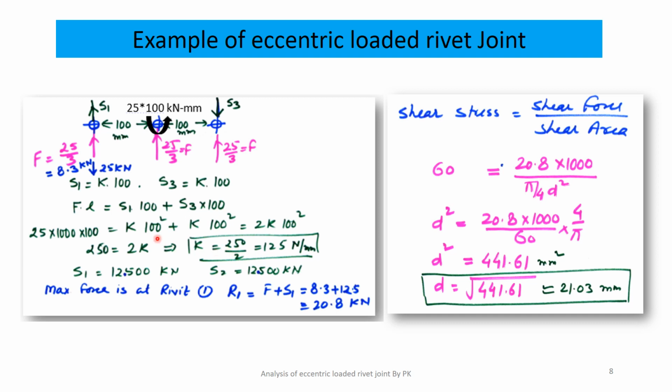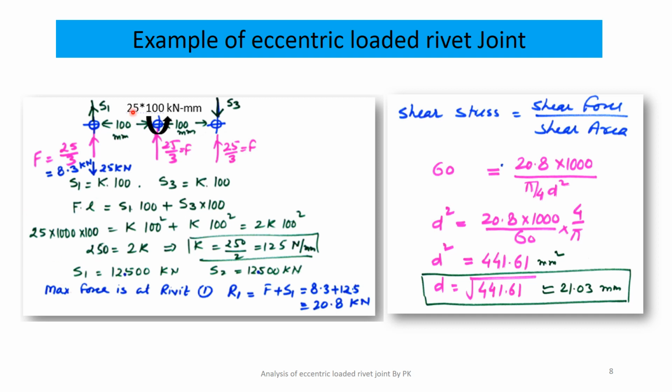We put the value of K in this equation and we find out the value of S1 and S3 because the value of S2 is 0. So S1 and S3 both are equal, coming out to be 12.5 kilonewton. Now when we have found the value of the primary shear force and the secondary shear force, we have to find out on which rivet the force is maximum.